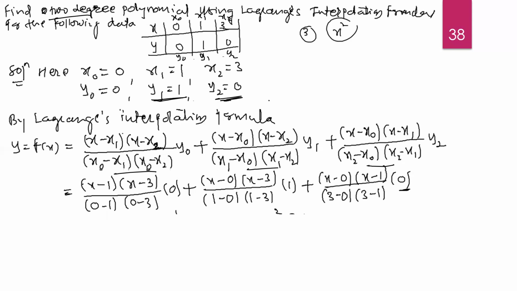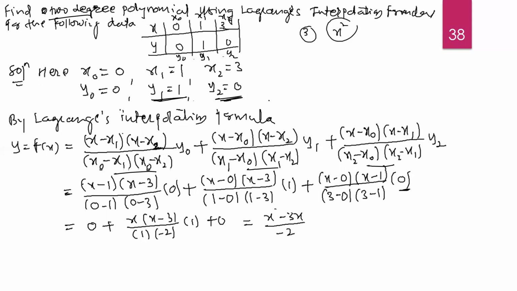Y2 is 0, so the last term is 0, and the first term is 0 as well. Only the middle term remains. Here we simply have x and x minus 3 in the numerator. In the denominator, 1 minus 0 is 1, 1 minus 3 is minus 2, and 1 into minus 2 is minus 2. So here we have x times x minus 3, over minus 2.